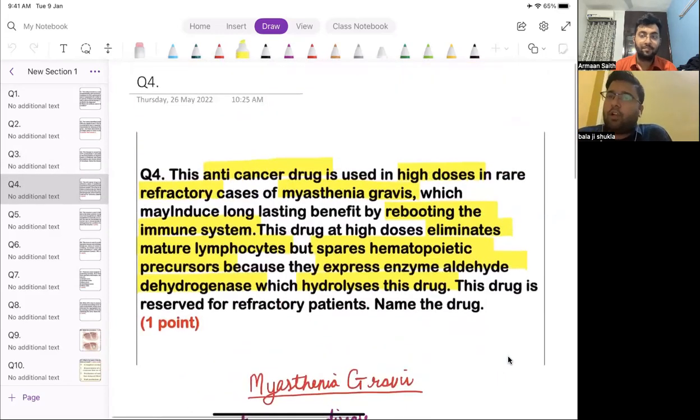Okay, coming to the next question. In this question, we are talking about myasthenia gravis and the treatment for this myasthenia gravis. We use a drug in the refractory cases of myasthenia gravis, which reboots the immune system and eliminates the mature lymphocytes, but spares the hematopoietic precursors because they express the enzyme aldehyde dehydrogenase, which hydrolyzes this drug.